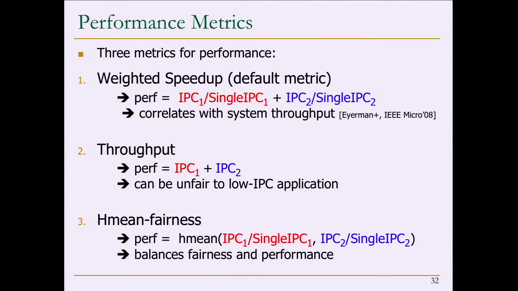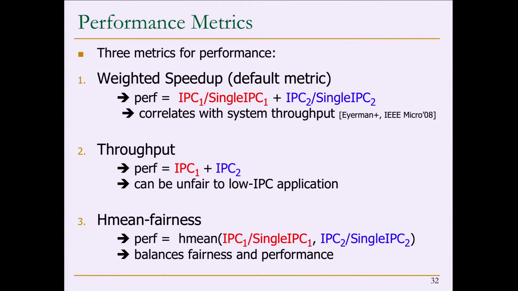Basically, it's the sum of these values for each application: the IPC of the application when it's running together with others, divided by the IPC of the application when it's running alone. That's basically the slowdown of the application. It's the sum of slowdowns, essentially, or the sum of speedups, whichever way you like to think about it. So this is called the weighted speedup, and people have shown that this correlates with system throughput under some conditions.